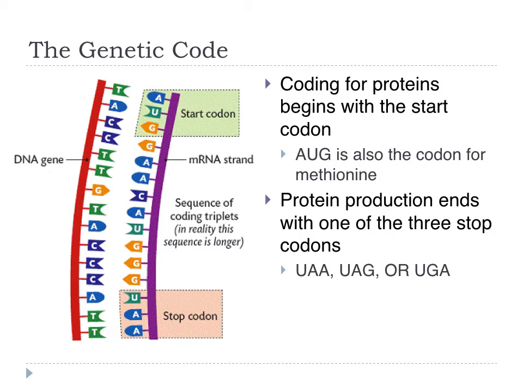Coding for proteins begins with the start codon. The start codon is always AUG. So sometimes AUG will be included when you're asked to transcribe or translate. Sometimes it will not. Protein production ends with one of the 3 stop codons. So it's going to keep going down that line of messenger RNA until it gets to the stop codon, which is UAA, UAG, or UGA, and those will usually say stop next to them on the wheel or on the table.